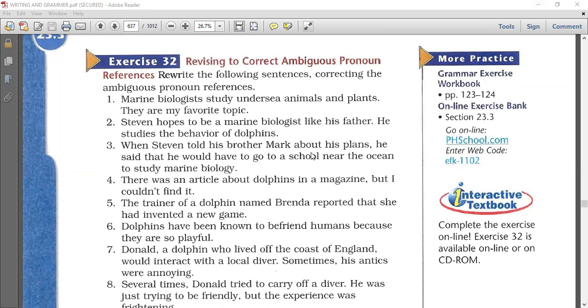Thank you for being active again, Yusuf. Number 1. Why is this sentence ambiguous first? Yusuf, can you hear me? Because it doesn't make clear which subject is the best subject for him. So we talk about the pronoun they, right? They are my favorite topic. Are they marine biologists? Is my favorite topic marine biologists or undersea animals and plants? You, the reader or the listener, find it ambiguous. Okay, so how can you correct it?